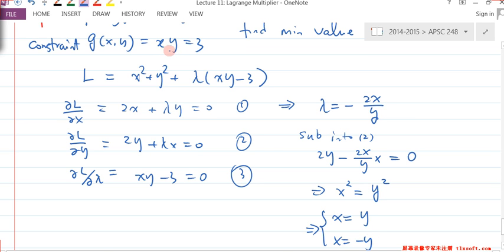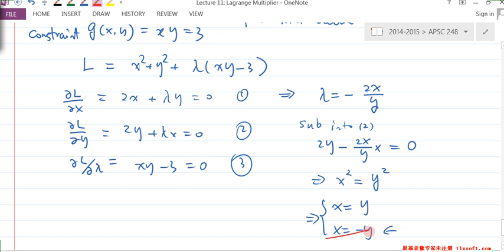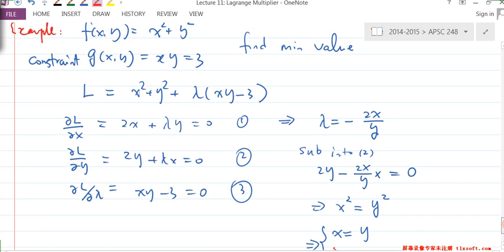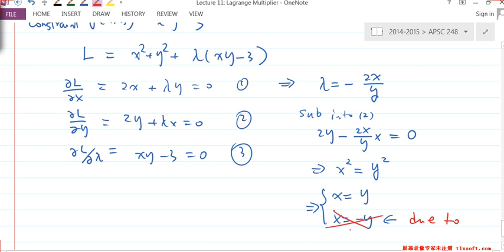Here's a constraint, xy equal to 3. If you sub this one over here, what do you end up with? You end up with a negative y squared equal to 3. Is that possible? No, right? So this is not possible. So you have to cross it out. Okay? It doesn't matter. You put x equal to negative and then y becomes positive. Right? So basically, due to the constraint, this is the only possibility here.